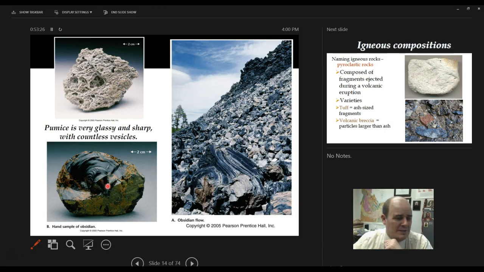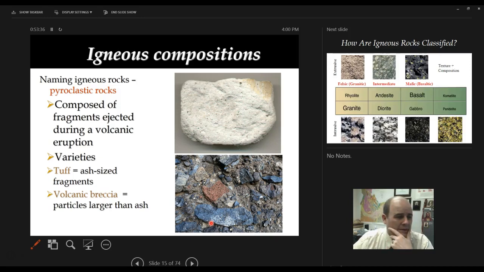Now, obsidian cooled off so fast that it couldn't get into a crystalline structure, and so it has this nice glassy texture to it. Okay, and the last one we want to show you is those pyroclastics.